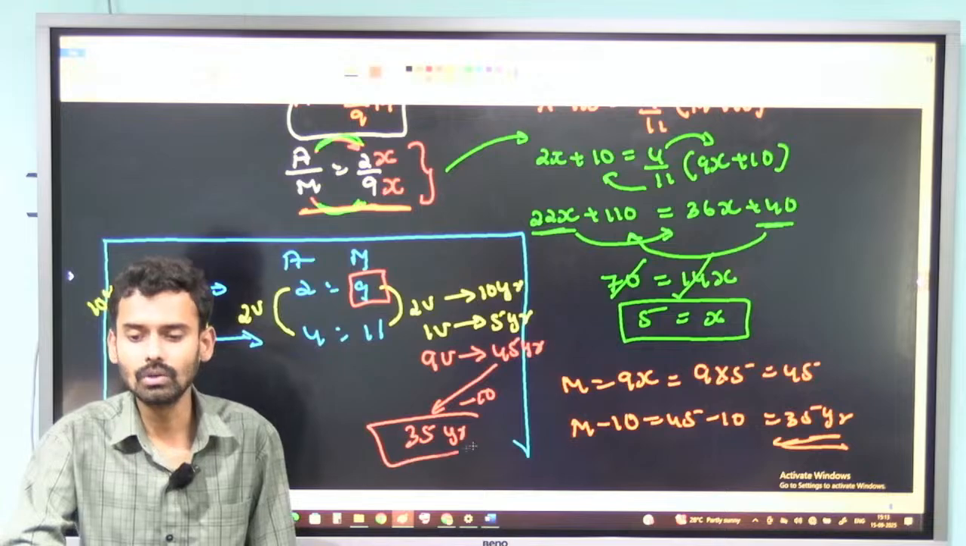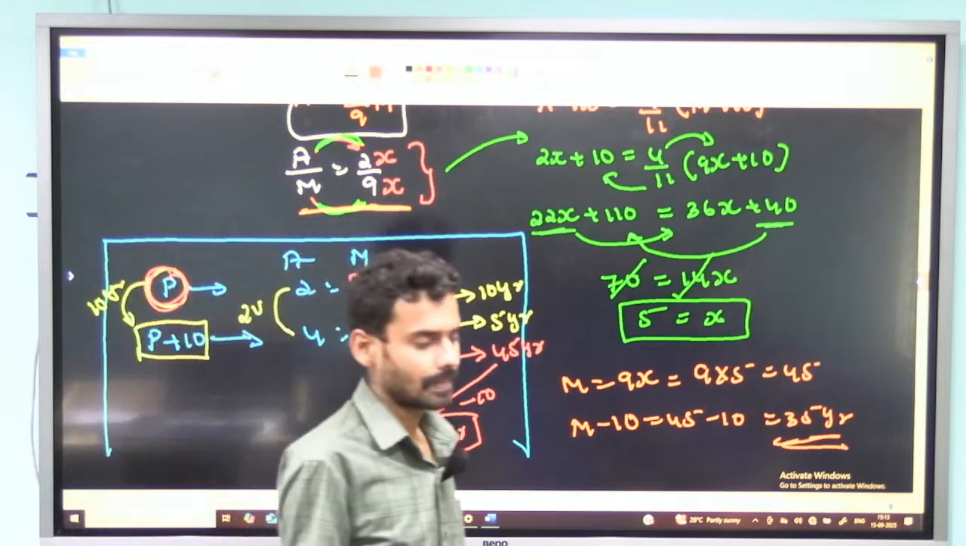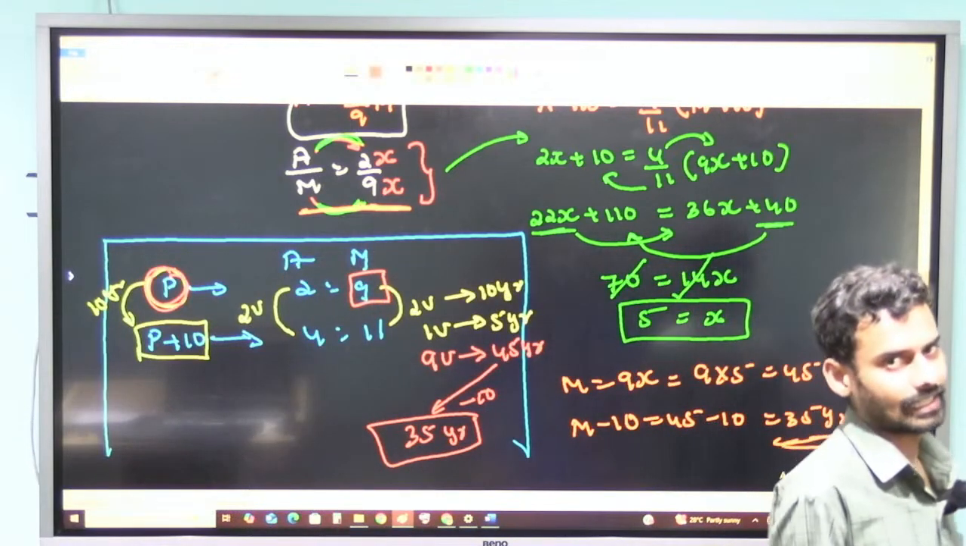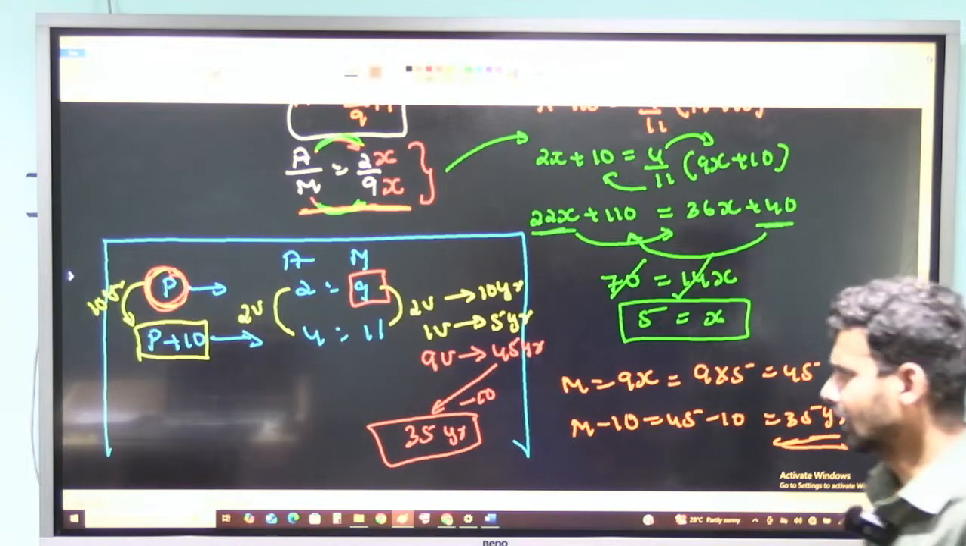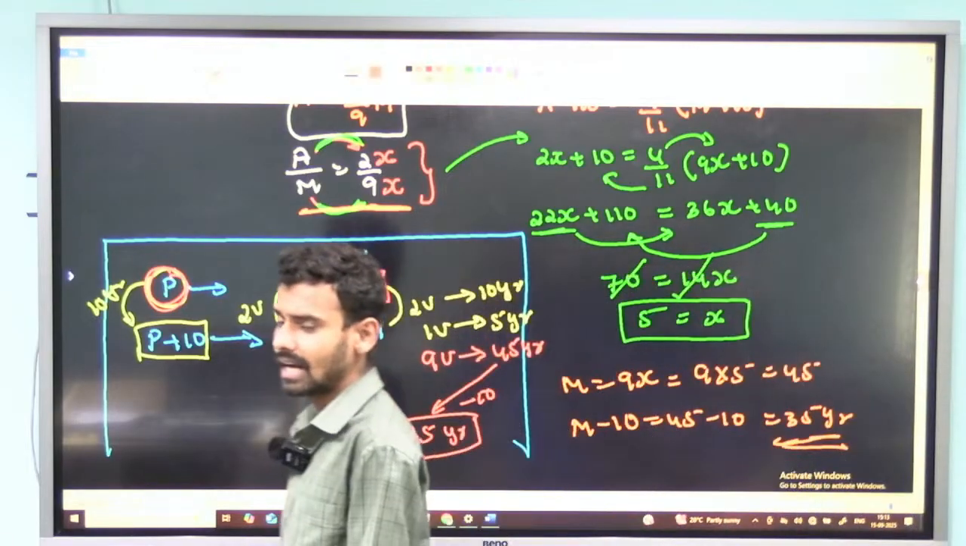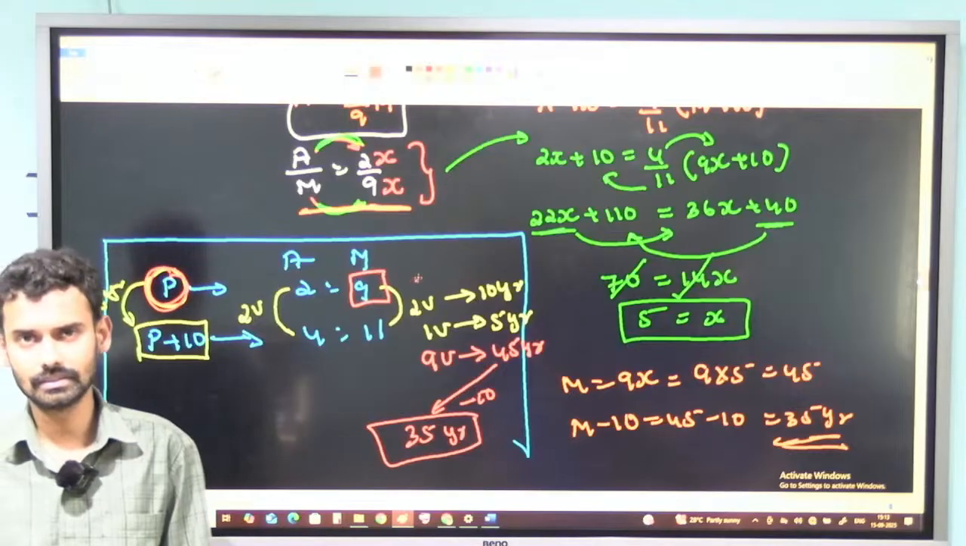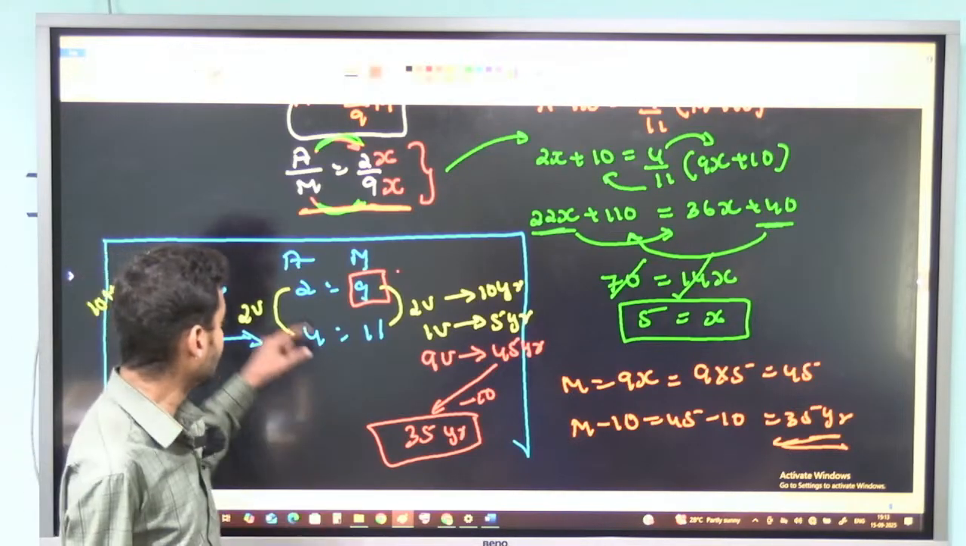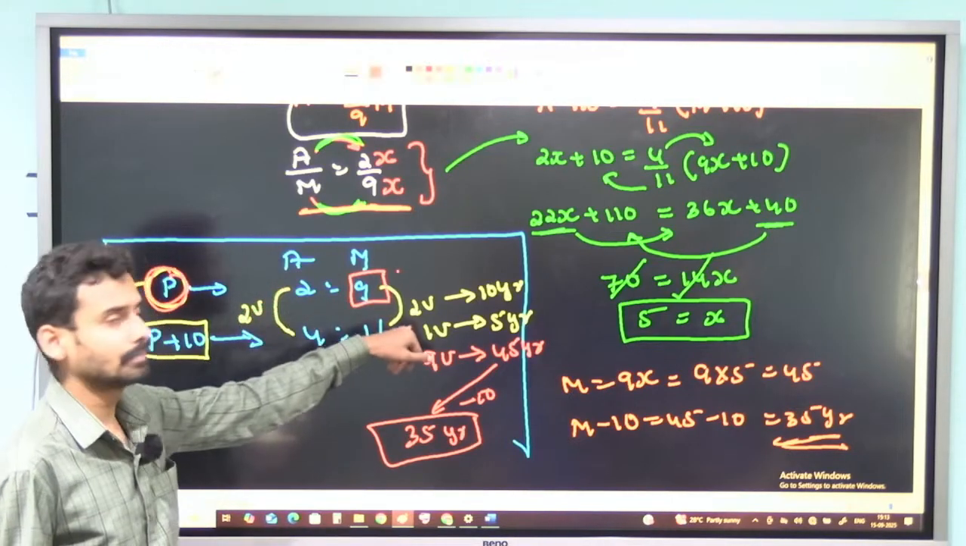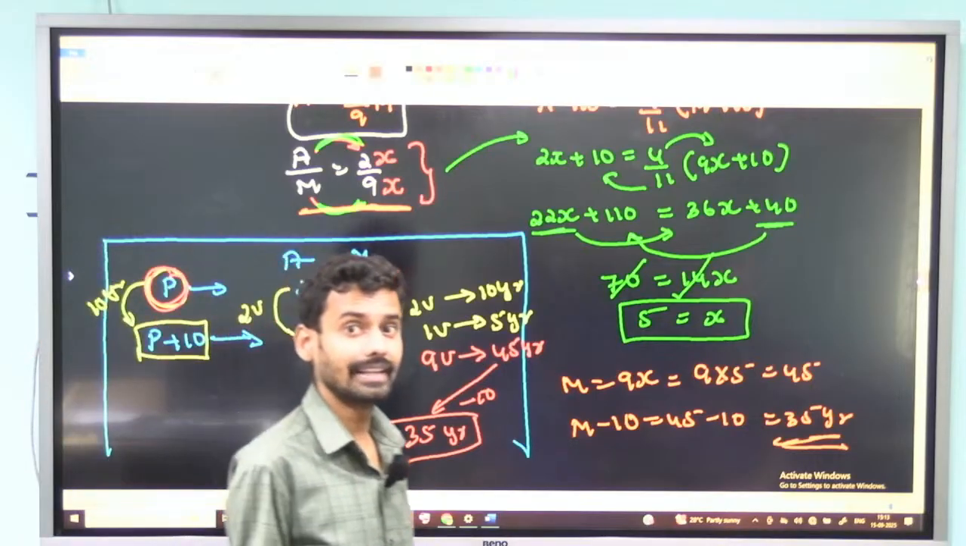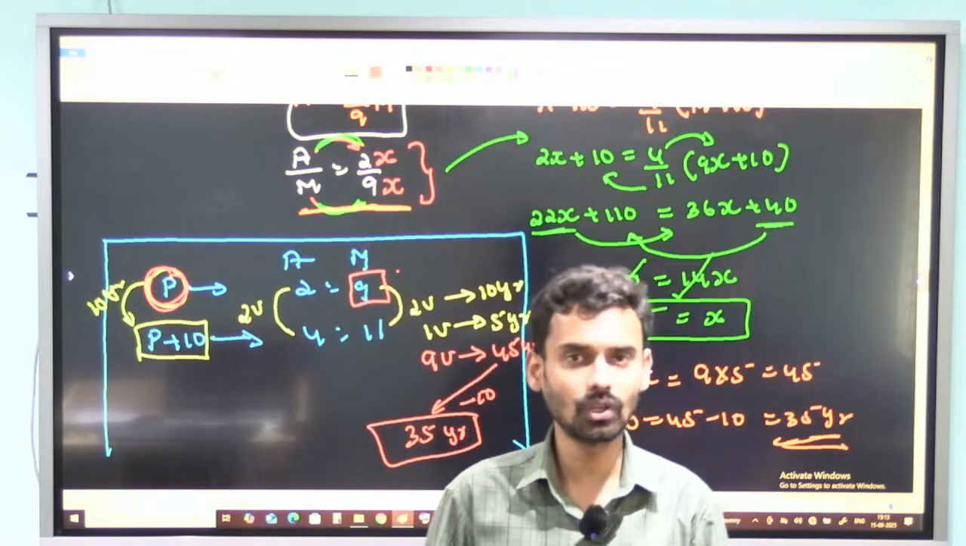So this is how, without forming the equation, we can directly get the answer for age based questions. And this will take a limited number of steps and limited time to solve the questions. But make sure that this gap, whatever is there, should always be the same. If it is not the same, then we need to make it the same, and only then can we solve these types of questions.